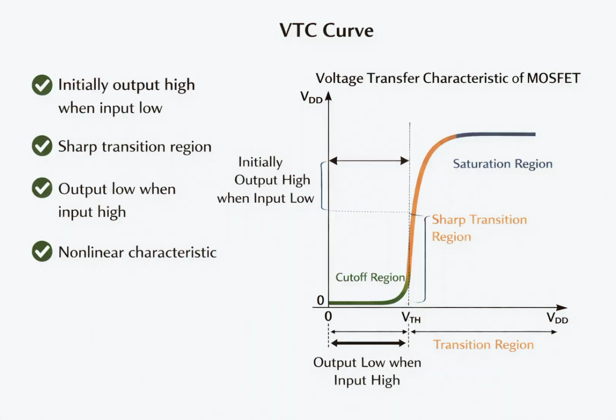VTC curve. The VTC curve shows three important behaviors. Initially, when the input voltage is low, the output remains high because the MOSFET is off. As the input voltage increases, a sharp transition region appears where the output voltage drops rapidly. Finally, when the input voltage is high, the output voltage becomes low. This nonlinear behavior represents the switching action of the MOSFET inverter.